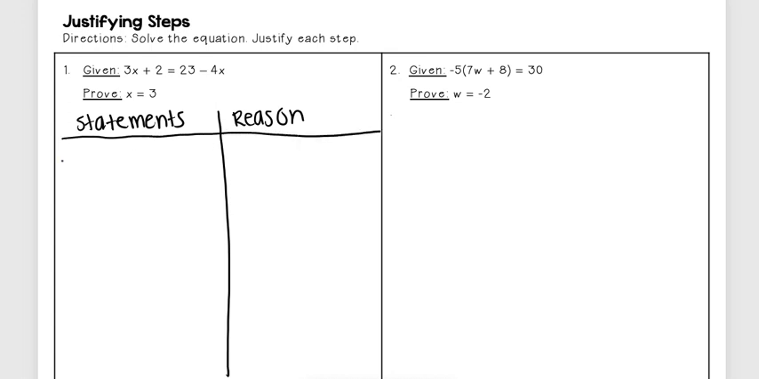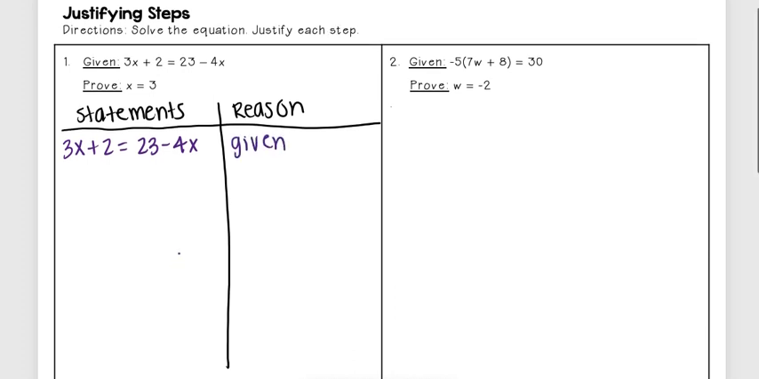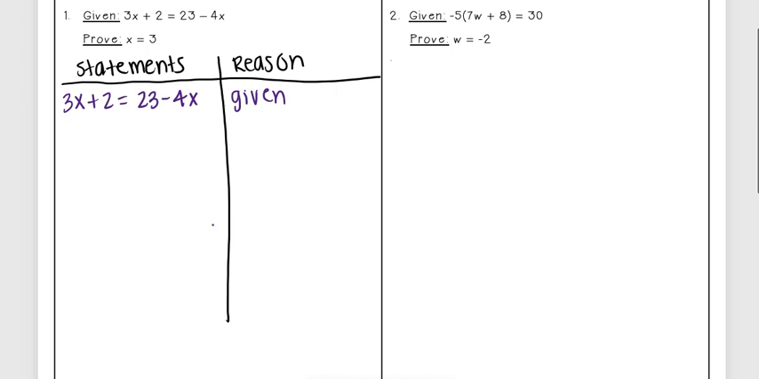And so we have this chart. I always start with what's given, so I'm just going to write my equation down. Your first reason is always given, and that's because you're given the equation to solve. And then I'm just going to go ahead and solve this.